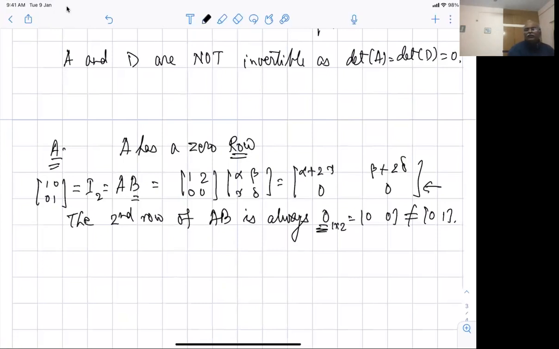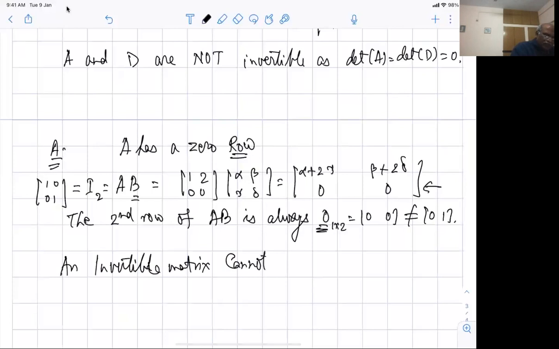Similarly, if A had a column of zeros, I will have a problem when I multiply B on the left, because multiplying on the right gives us column things. So I'll have the issue here. So from here, I can say that an invertible matrix cannot have a row consisting of all zeros.